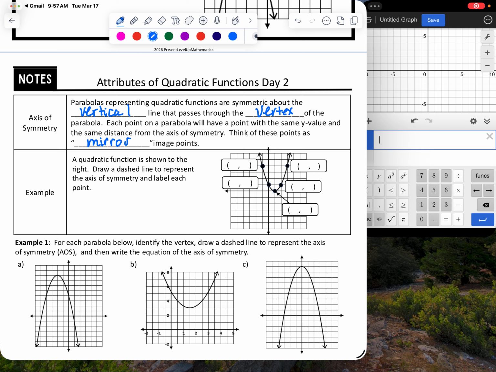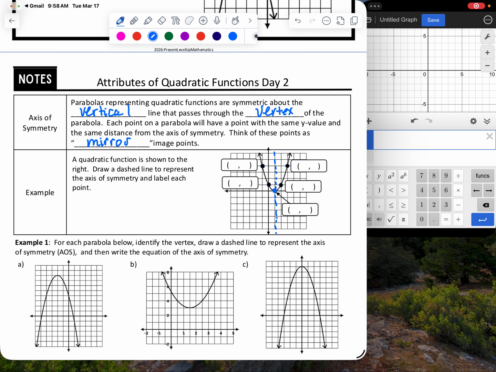Now, let's give you an example for what those words mean. A quadratic function is shown to the right. Draw a dashed line to represent the axis of symmetry and label each point. In this particular problem, our vertex, or our turning point, is right here. Our axis of symmetry is the vertical line that passes through the vertex. I'm going to use a dashed line because it's not really a part of our function. It's like an imaginary line that cuts the parabola into two parts, a left side and a right side.